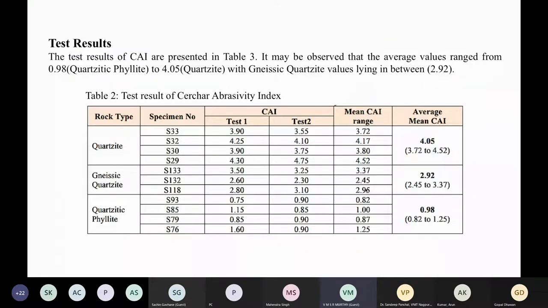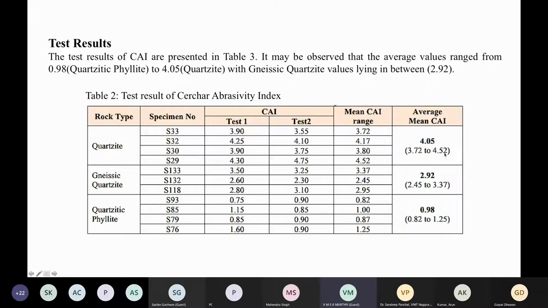Imagine I talk about three rocks which I have tested recently. You can see quartzitic phyllite has a value somewhere around 1. That's an average value of four tests that we conduct, ranging from 0.8 to 1.25. You can see that at the bottom one. And you can see gneissic quartzite having somewhere around 3, while quartzite has even 4.05, and the highest value found was 4.52.